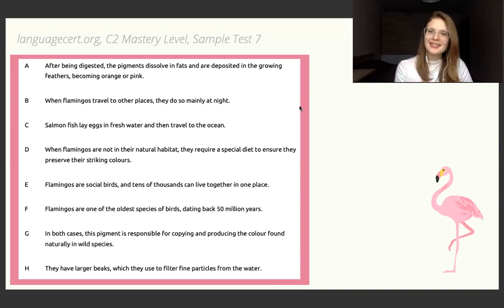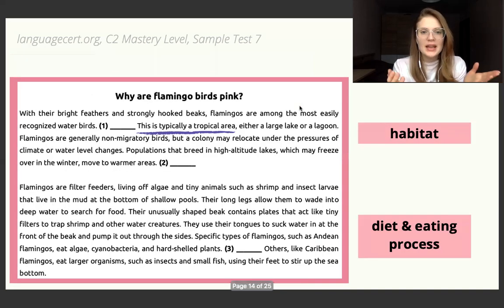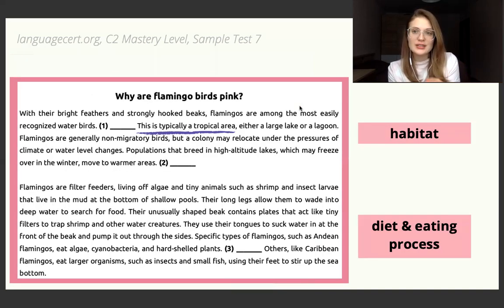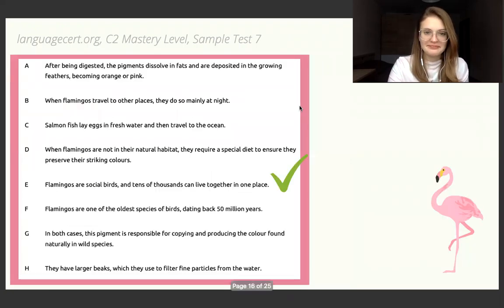Okay, so I think you have your guesses now. Let's look at what I have. The sentence that fits here is E: "Flamingos are social birds and tens of thousands can live together in one place." So place, this is the area. If we move back, look, "this is typically a tropical area." So this place is typically a tropical area, either a large lake or a lagoon.